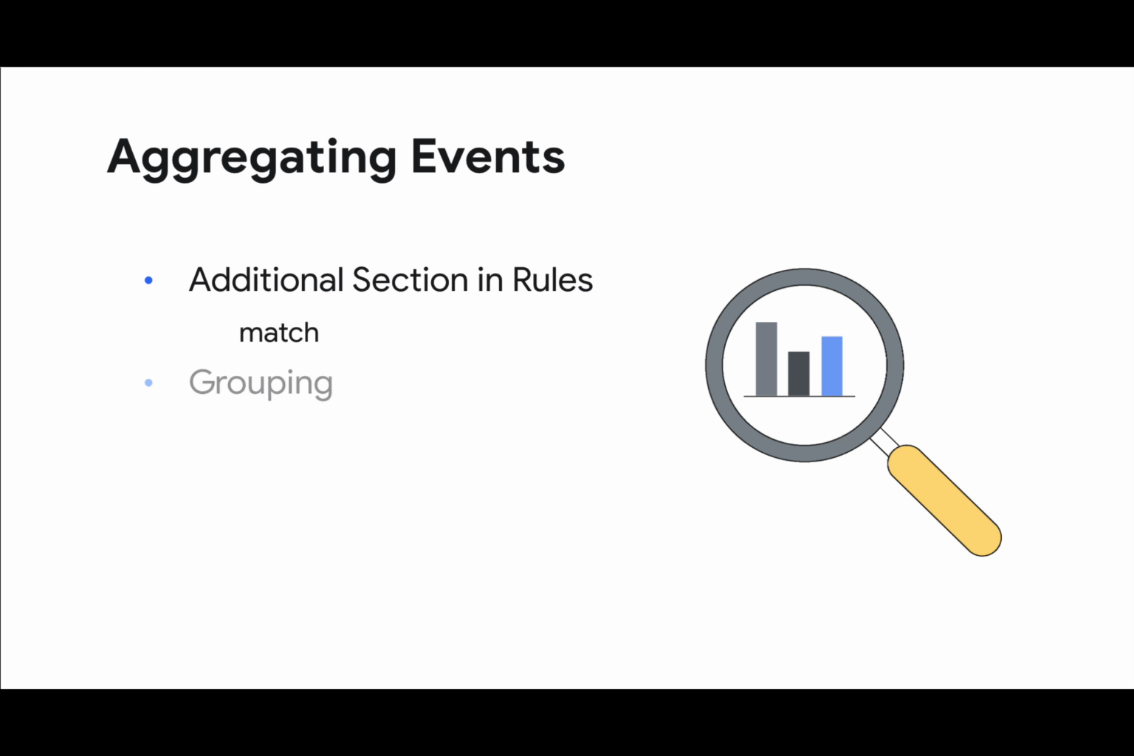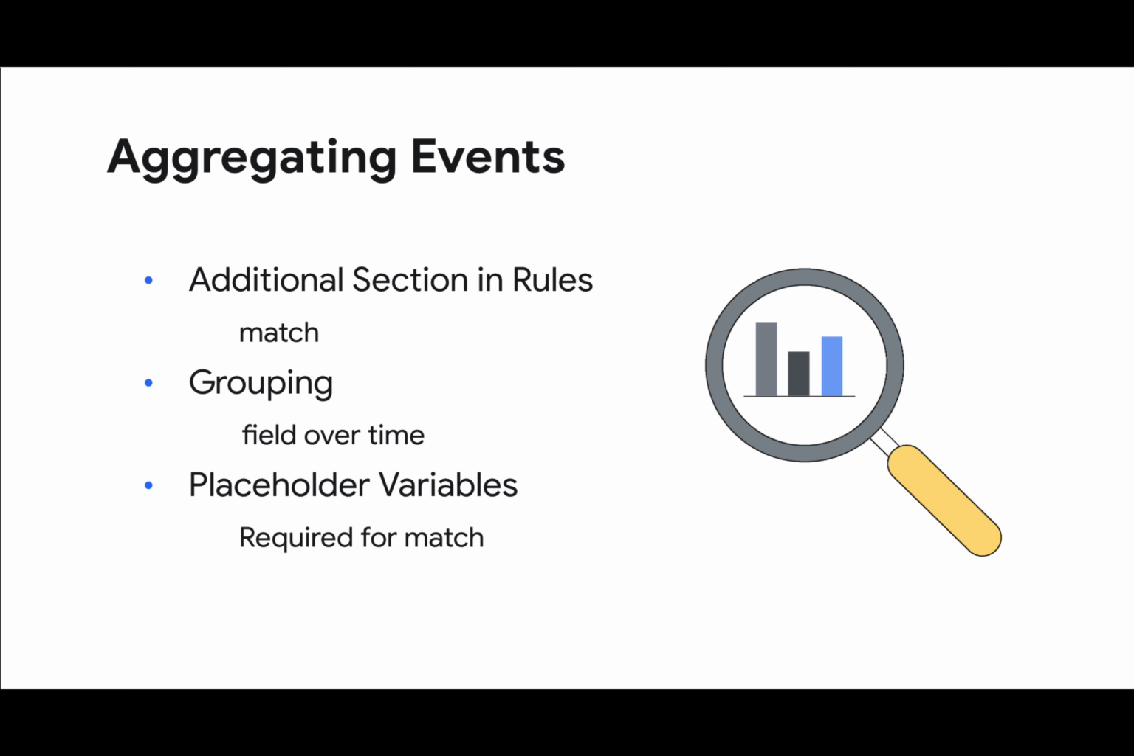To aggregate events into a single detection, we're going to introduce a new section to our YARA-L rule. This section is called match, which is used in addition to the meta, events, and condition sections we have previously covered. The match section provides a method to group data over a time boundary that can range from 1 minute to 48 hours. With the introduction of the match section, we are also going to start using match variables, which we have previously discussed.